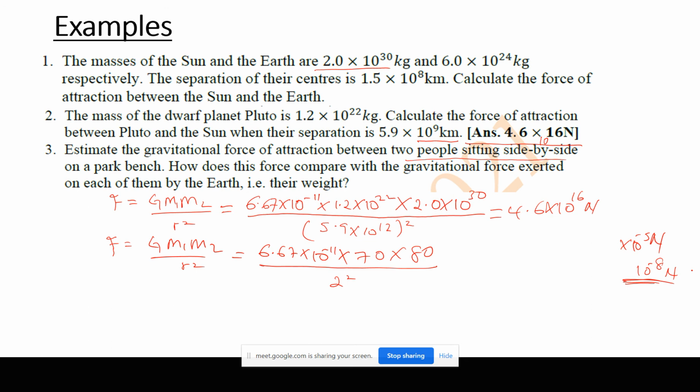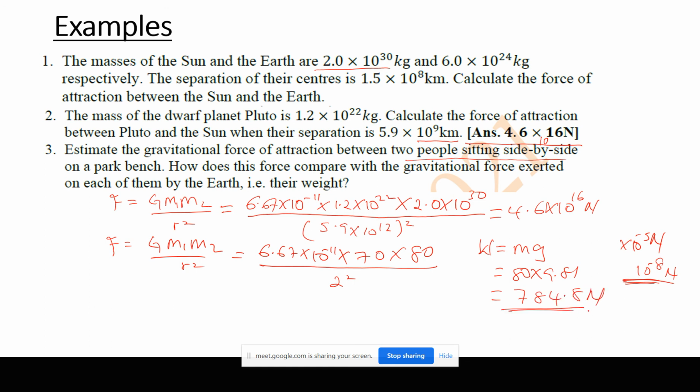Then how does this force compare with the gravitational force exerted on each of them by the Earth? That is their weight. Let's just find the weight of one of these people. Weight is mass times g. So this mass, let me say 80 kilograms, times 9.81. 9.81 times 80 is 784.8.